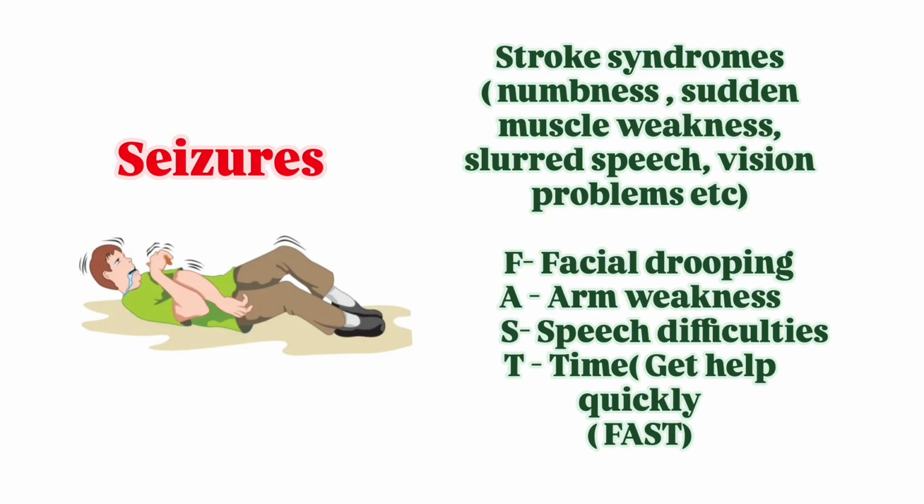Then several stroke syndromes, depending on which part of the brain is affected. The numbness, sudden muscle weakness, slurred speech, vision problems. An important mnemonic to remember is FAST. F stands for facial drooping, A stands for arm weakness, S stands for speech difficulties, and T means time, that is to get help quickly.